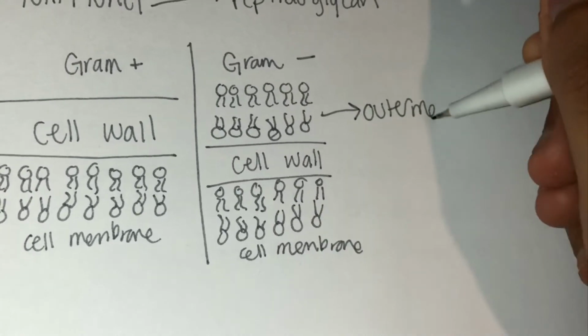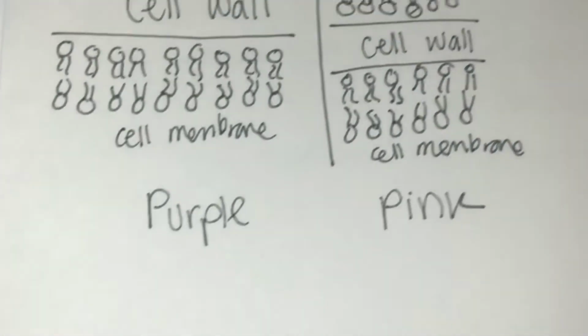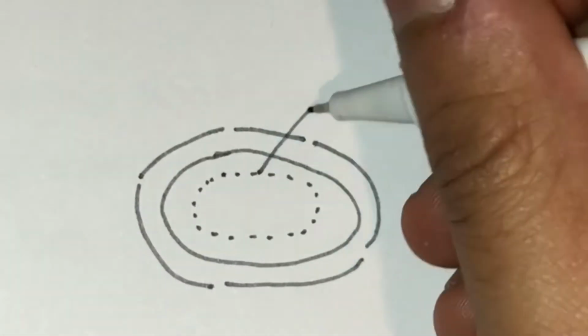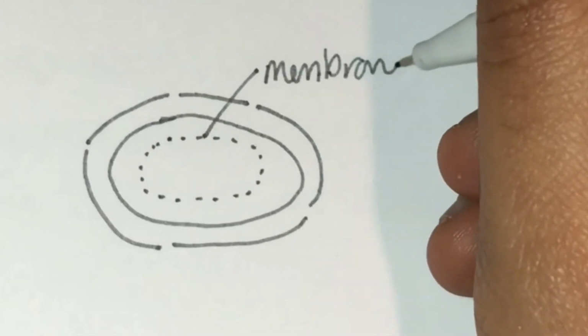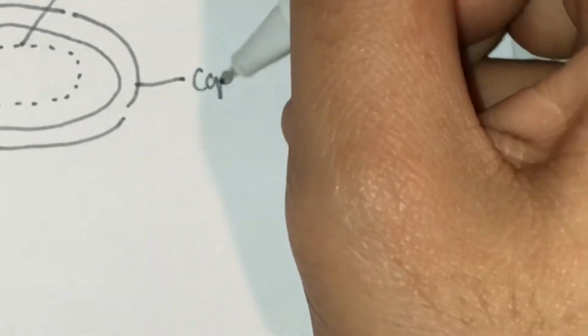that covers it. When a special dyeing procedure called a gram stain is performed, gram-positive bacteria appear purple and gram-negative bacteria appear pink. It is important to note that on top of a cell membrane and a cell wall, some bacteria may additionally have a capsule as extra shielding.